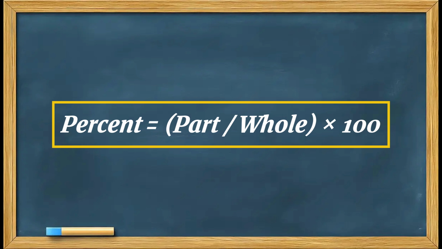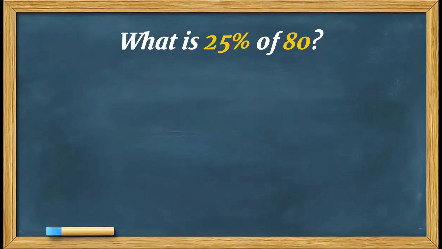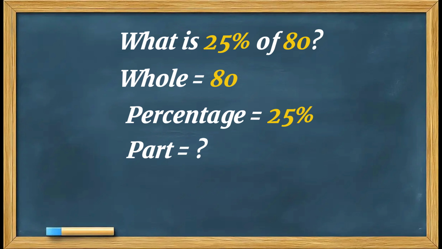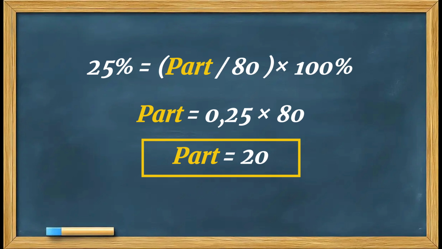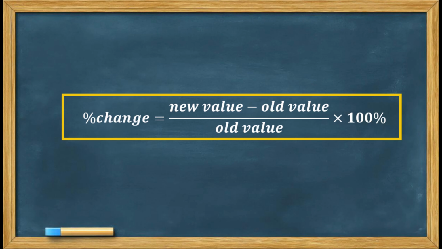Let's start with a simple example. What is 25% of 80? In this problem, we know the whole and the percentage. Let's put the values into the formula. So part equals 20. Now let's talk about percent change.